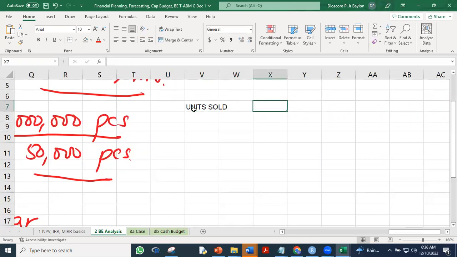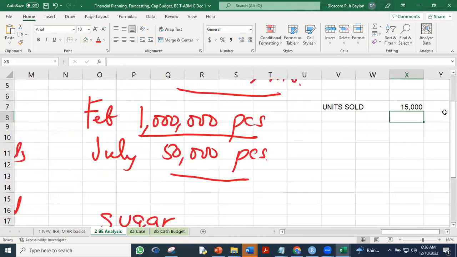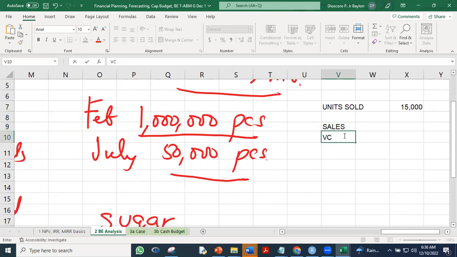Okay, 15,000. So let's see if indeed this is right. We'll check the variable cost, contribution margin, fixed cost, then profit, net profit.